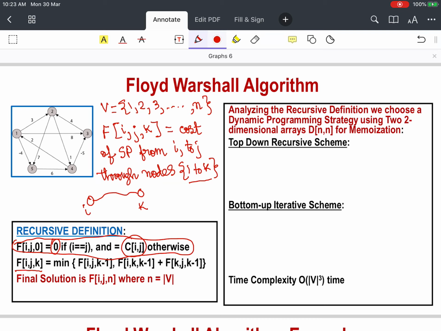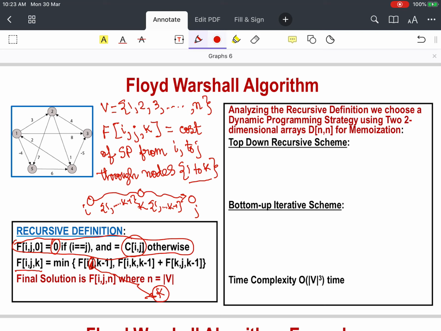So this is from i to j through k. Sorry, this will be i to k. This will be i to k. There is a typo in the definition. So shortest cost from i to k through nodes 1 to k minus 1, and the shortest cost path from k to j through nodes 1 to k minus 1.